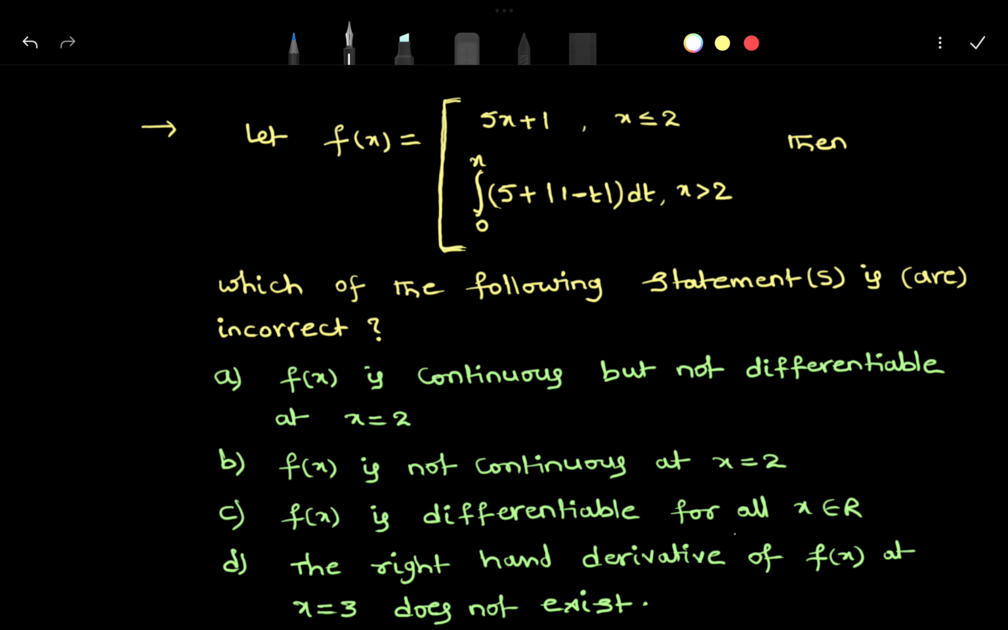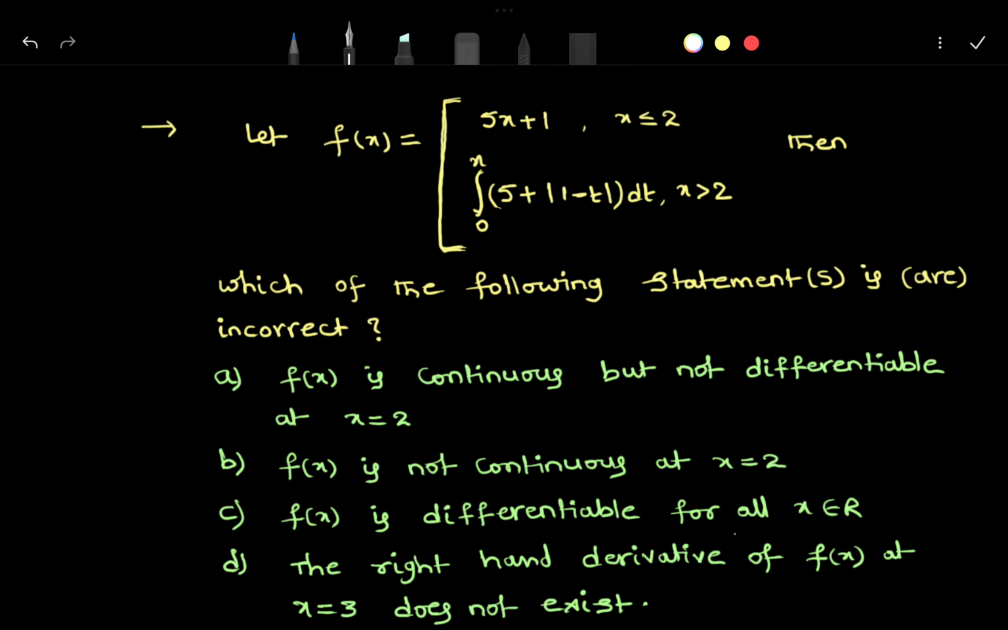Option A, f is continuous but not differentiable at x equals 2. Option B, f(x) is not continuous at x equals 2. Option C, f(x) is differentiable for all x belonging to R. Option D, the right hand derivative of f(x) at x equals 3 does not exist.